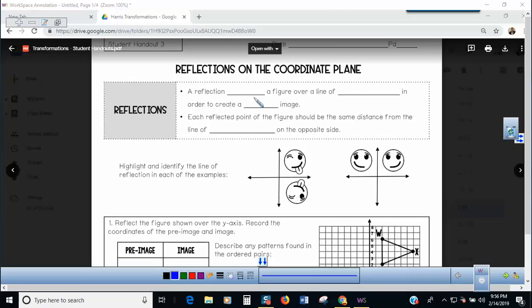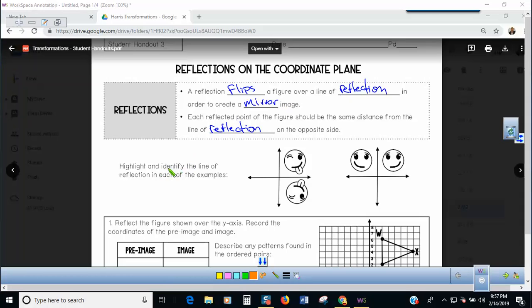Alright class, in this video we're going to be talking about the next type of transformation called a reflection. So a reflection flips a figure over a line of reflection in order to create a mirror image. Each reflected point of the figure should be the same distance from the line of reflection on the opposite side.